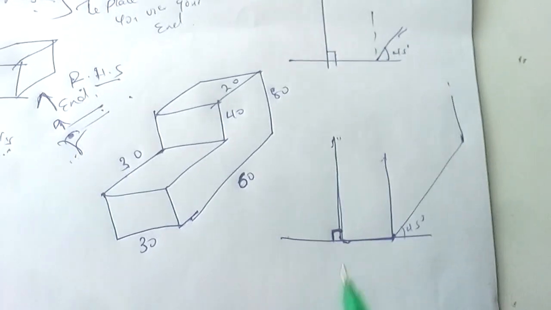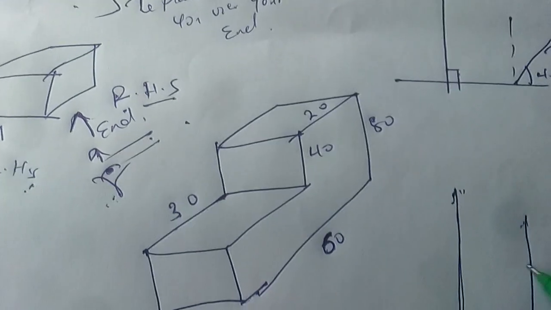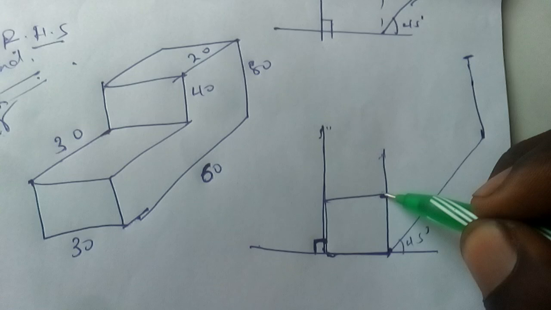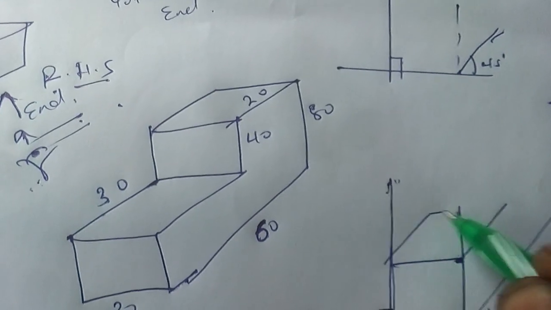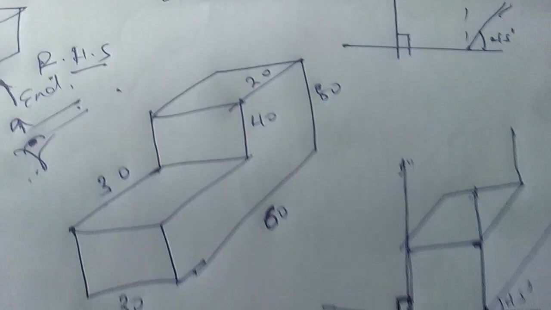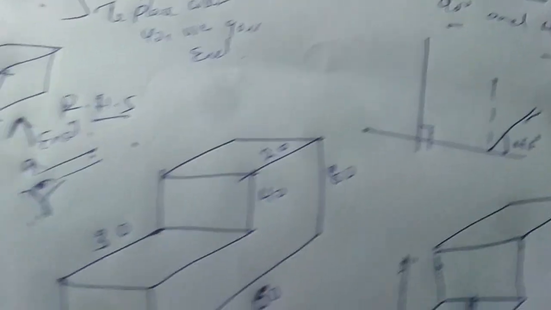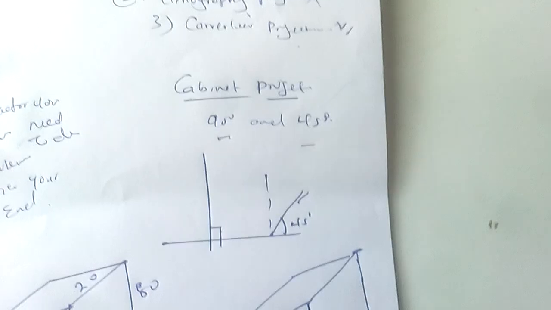So the height of 80, let's say this is 80, and here the height is 40. Now I go this way 30, then this 30, complete, up 40, then join, complete. This angle should be 45 degrees, and this is how you go about the cabinet projection.